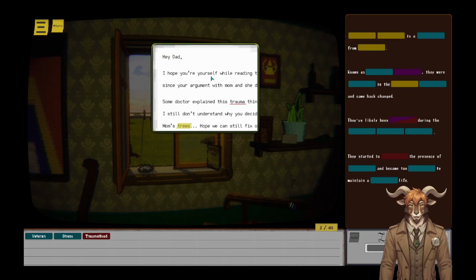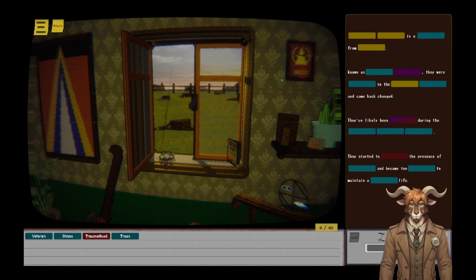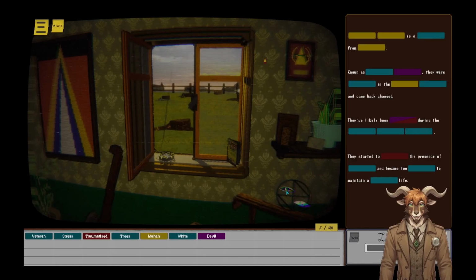Hey Dad, I hope you're well when reading this. Since your argument with her, she's not here and tries this trauma thing. I still don't know why you decided to cut down trees. Hopefully we can fix this. So cut down Mahan. Devil. No. White. No. How about White Devil?